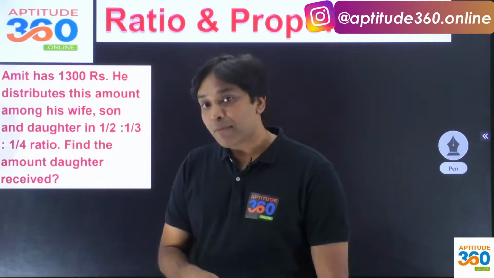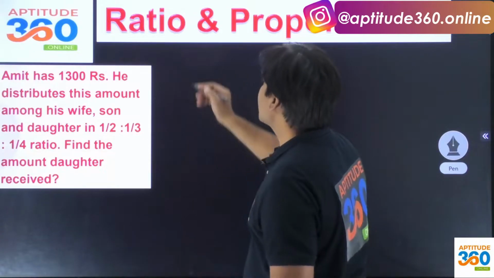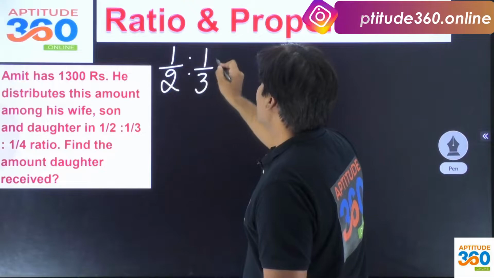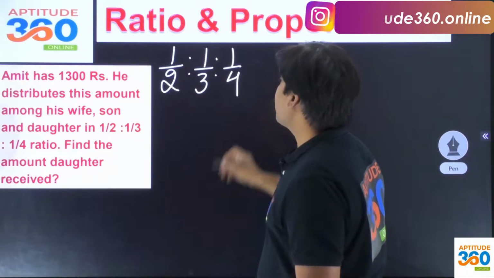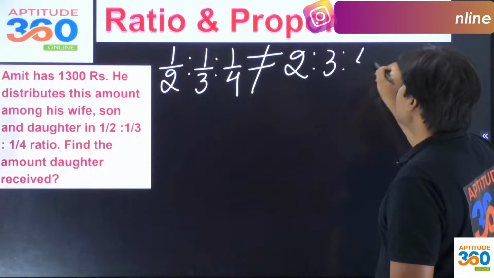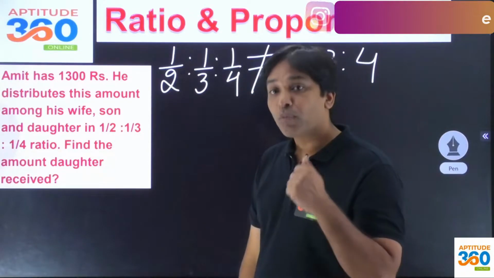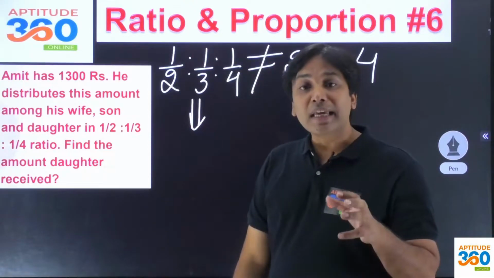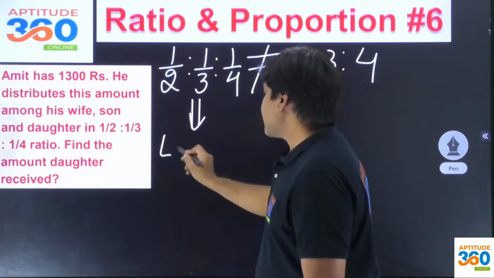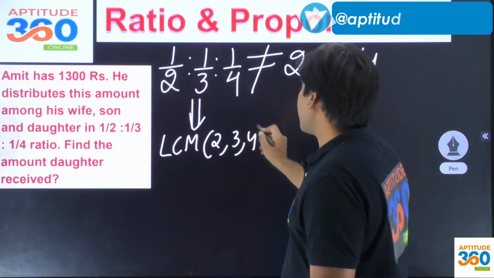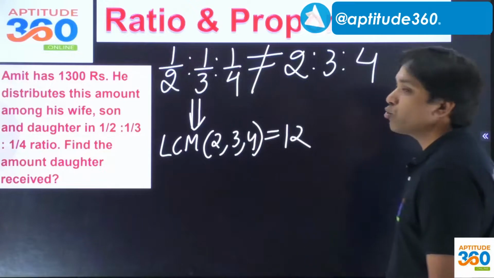Now I might have told you that this ratio here, 1/2, 1/3, 1/4, cannot be said as 2:3:4, isn't it? And what was the technique that we learned in video number 5? That we should be taking the LCM of denominators. So you take the LCM of 2, then 3, and then 4. This LCM comes out as 12.